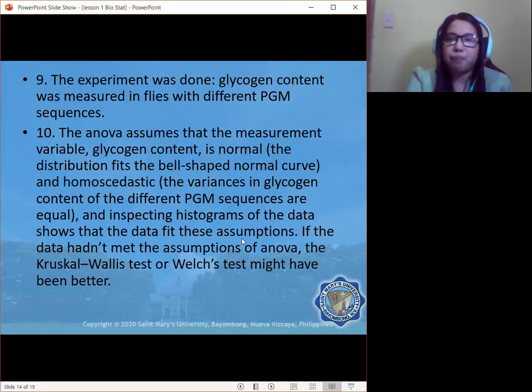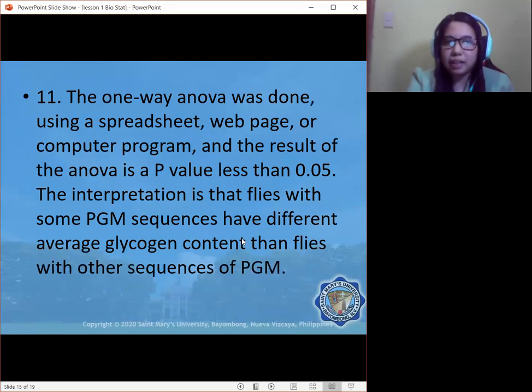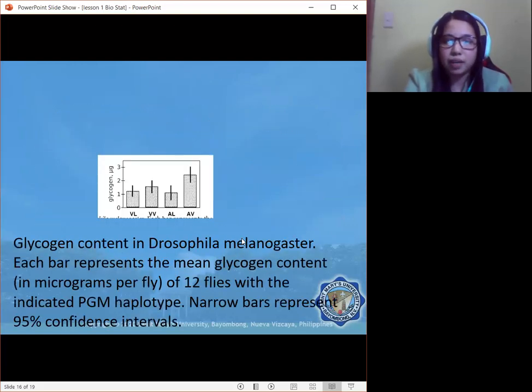So step number 11, the one-way ANOVA was done using a spreadsheet, web page, or computer program. And the result of the ANOVA is a p-value less than 0.05. So the interpretation is that flies with some PGM sequences have different average glycogen content than flies with other sequences of the PGM.